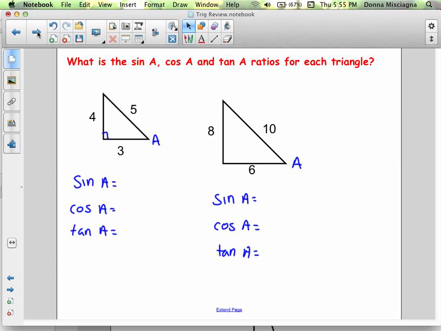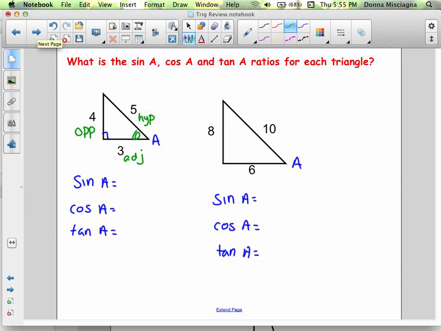All right, so now we have two triangles, and we're going to identify the sine, cosine, and tangent ratios in both triangles and see what we see. And by the way, these are all similar to the problems that you're going to see on the formative. So A is our angle of reference. Let's not forget to label our sides. Relative to angle A, 4 is the opposite side, 3 is the adjacent side, and of course the hypotenuse is always opposite the right angle.